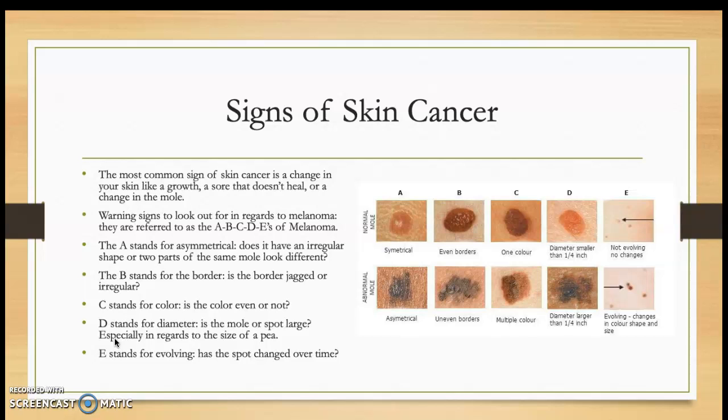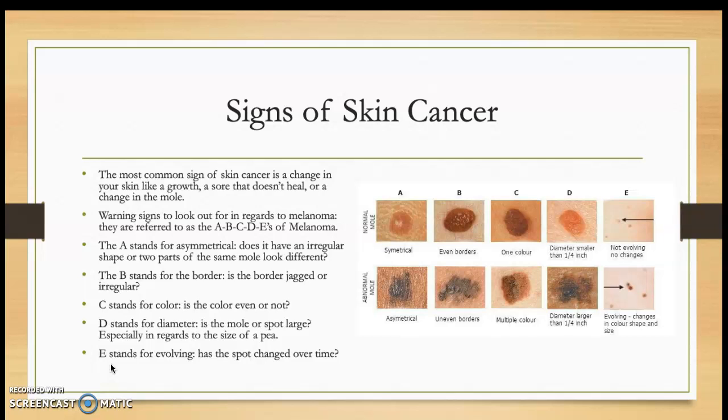D stands for the diameter of the mole. Is the mole spot large, especially in regards to the size of a pea, which is about 1/4 of an inch, as listed here. So at this mole, it's very small, definitely smaller, but when you look at the abnormal mole, it is definitely larger than 1/4 of an inch, and it looks like it would definitely be bigger than the size of a pea.